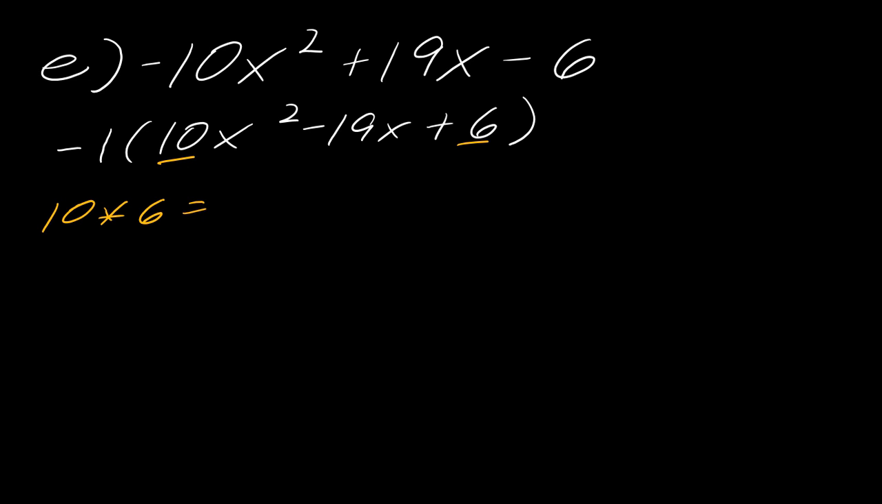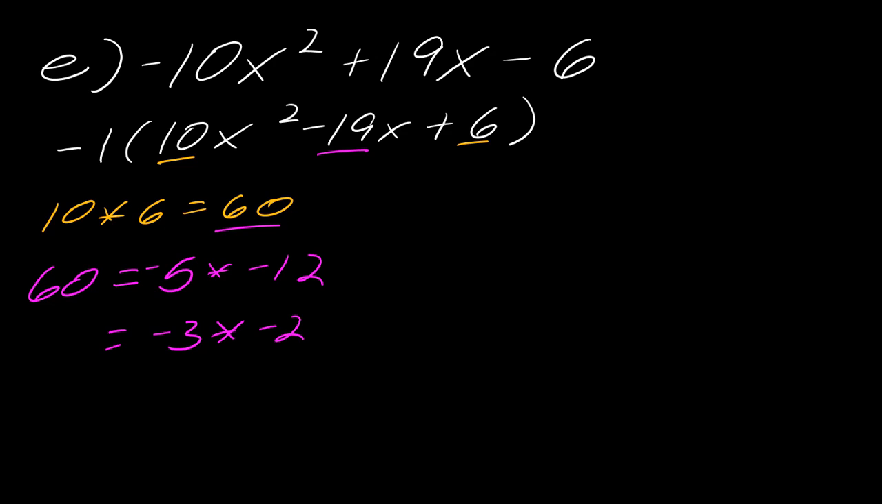So 10 times 6 is 60. Now what two things multiply to 60 but would add to -19? So as I think through this, let's see. 60 can be -5 times -12. That's not going to work because -5 and -12 make -17. So what about -3 times -20? That's definitely not going to work. What about -4 times -15? This will work, right?